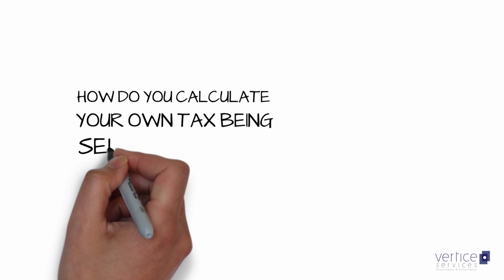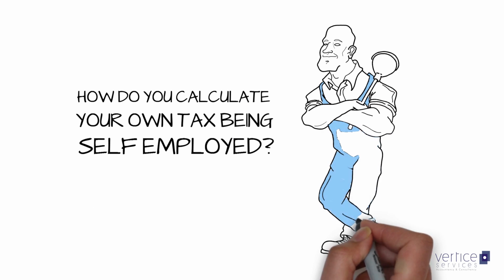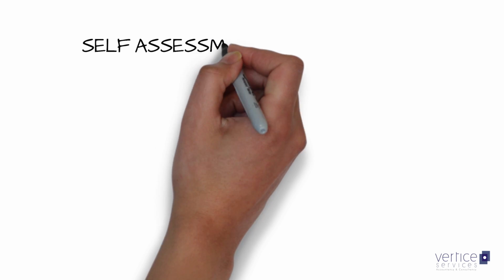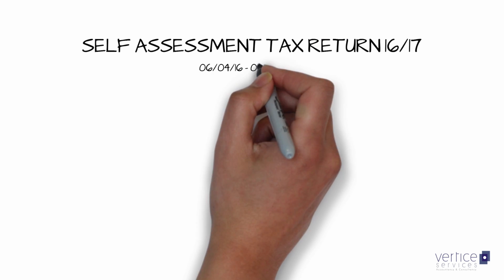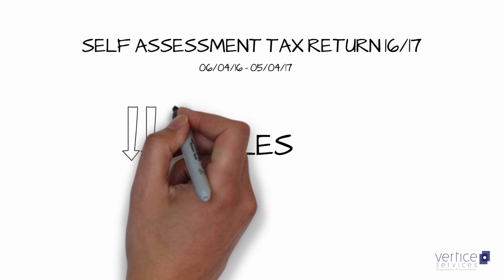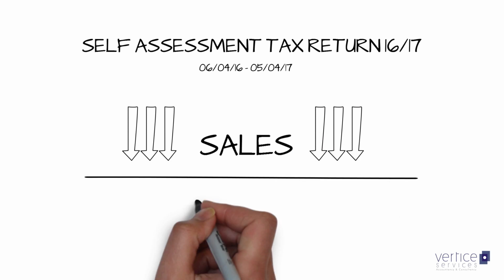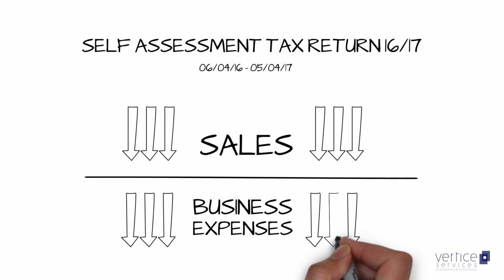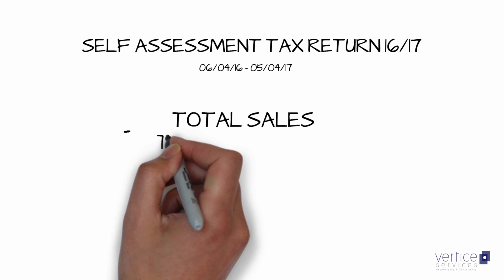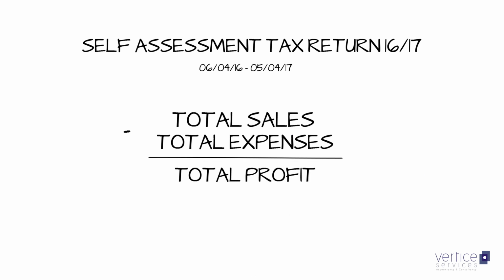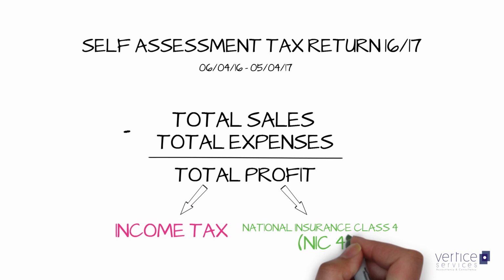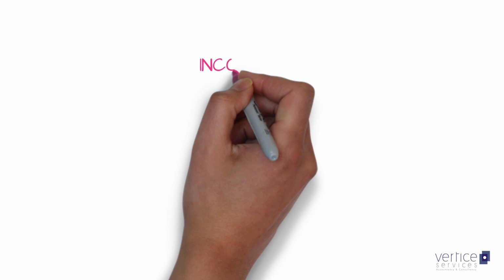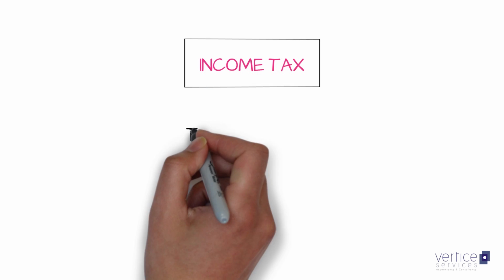Next, how do you calculate your own taxes being self-employed? As a self-employed person, you must prepare a self-assessment tax return. The Self-Assessment Tax Return 1617 runs from the 6th of April 2016 up to the 5th of April 2017. As a self-employed person, you must always record your total sales and your business expenses. Total sales minus total business expenses equals total profit, which is the base to calculate your income tax and National Insurance Contribution Class 4. To calculate the income tax, you must start with the total profit minus your personal allowance.